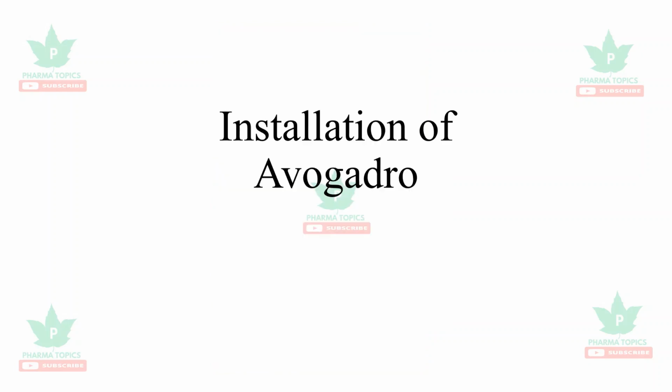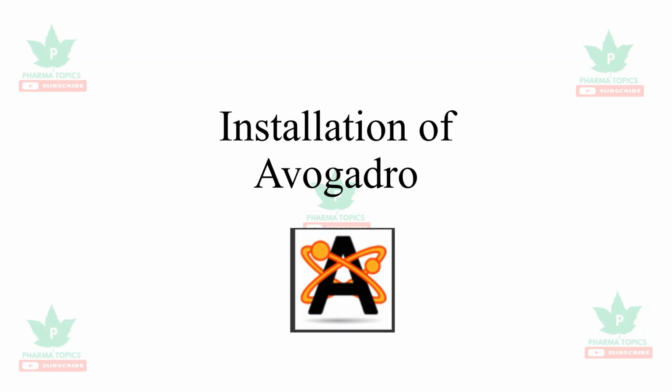So let us see the installation of Avogadro. It is a tool to minimize the ligands. When we want to draw the ligands and to minimize their energy, we can use this tool. So it will appear like this. It is the logo of Avogadro.